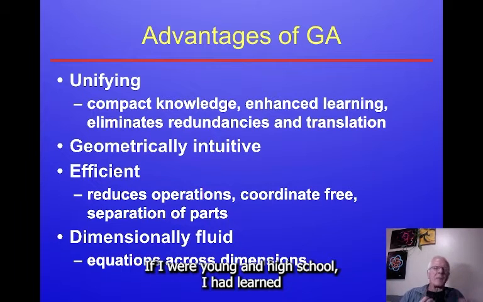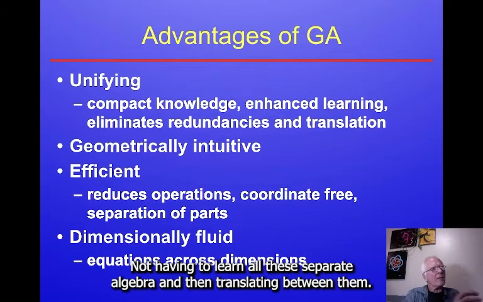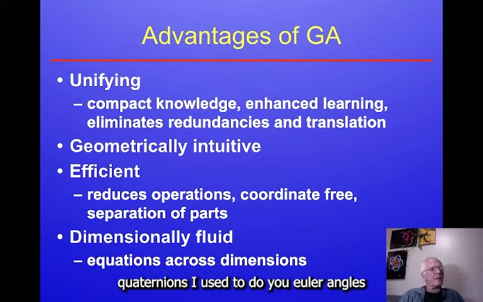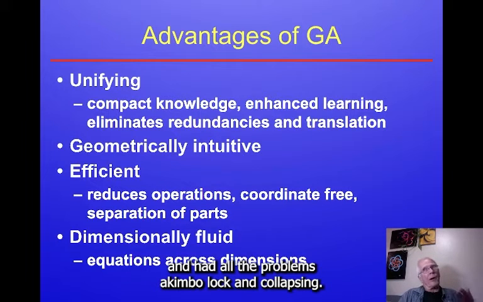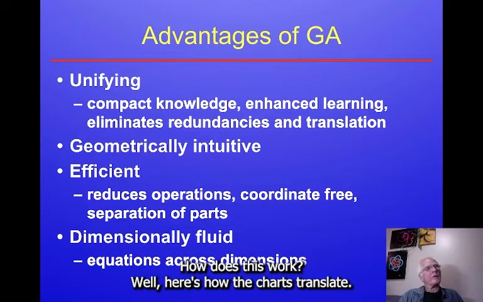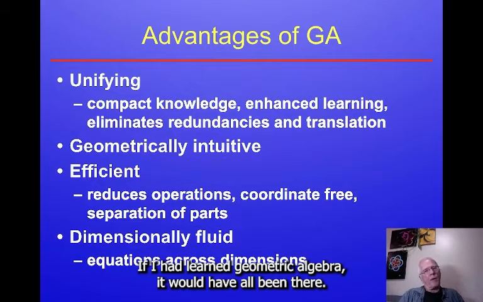So I keep thinking, if I were young and in high school and had learned geometric algebra, how much time I could have saved not having to learn all these separate algebras and then translating between them. The one I'm thinking of in particular is quaternions. I used to do Euler angles and had all the problems, gimbal lock and collapsing. And, oh yeah, I got to go to quaternions. Oh, okay. How does this work? Well, here's how you translate. Here's how you multiply. If I had learned geometric algebra, it would have all been there.